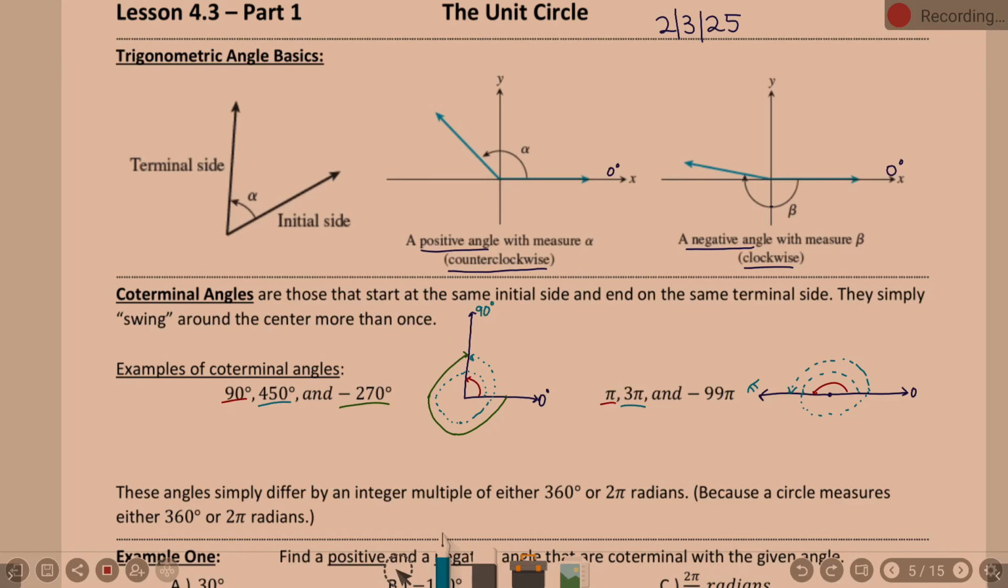Okay, so good to know. Pi is halfway around the circle, yes? What's another name for 0? Another name for 0 is 2 pi. Okay, kind of like another name for 0 is 360. Okay, so there is your 3 pi.